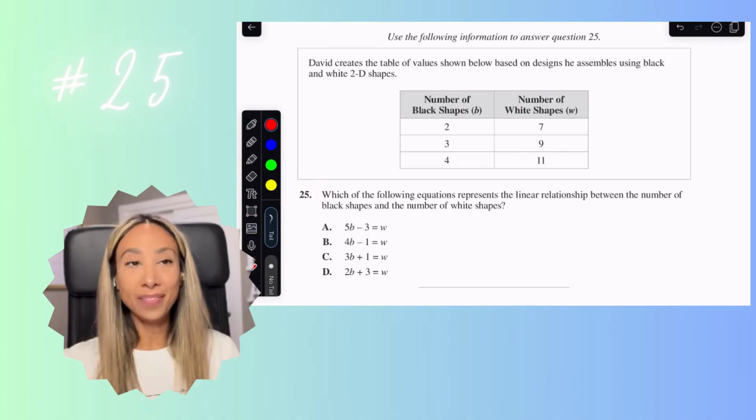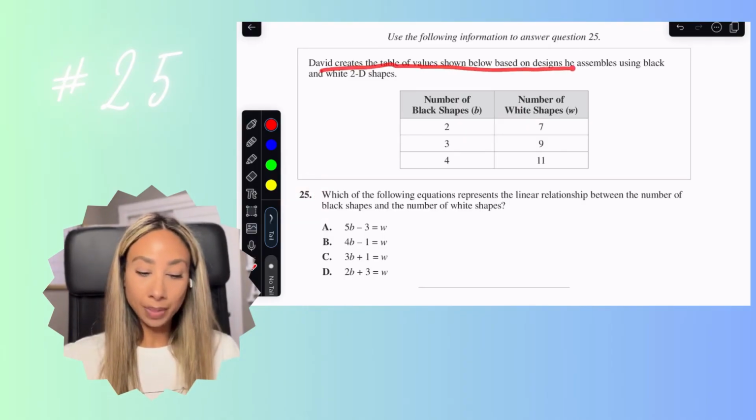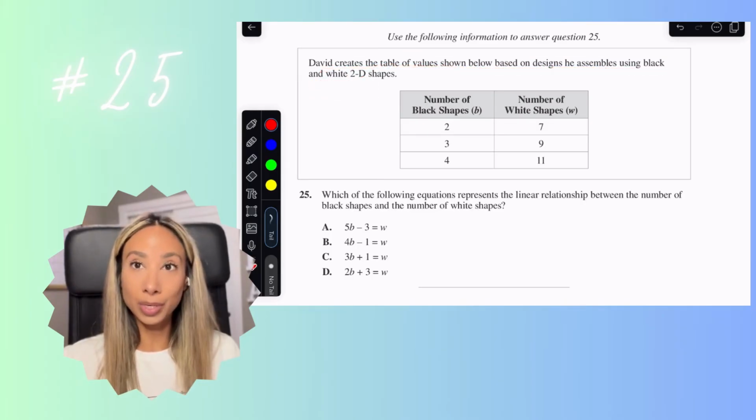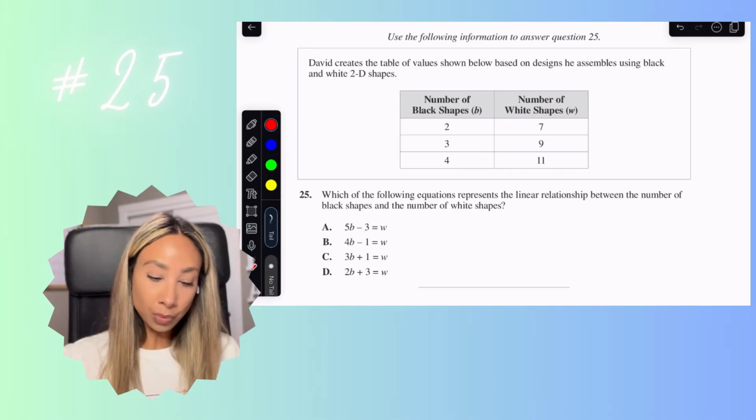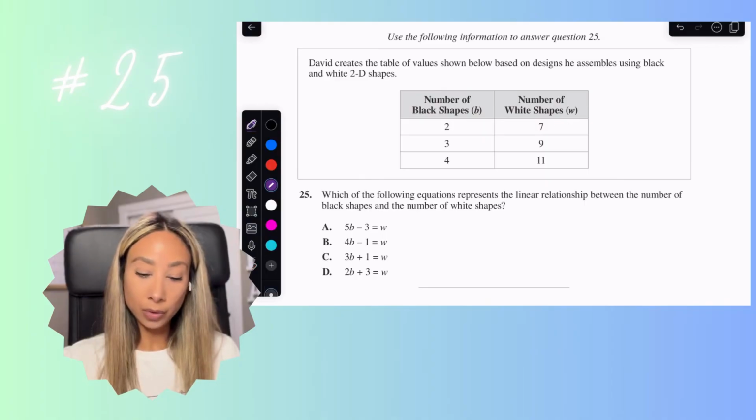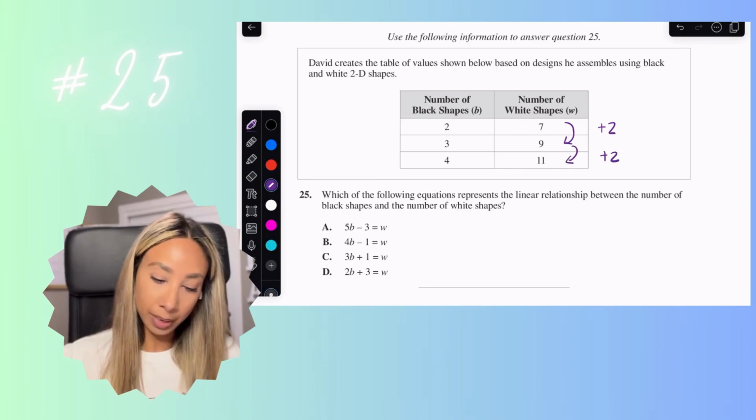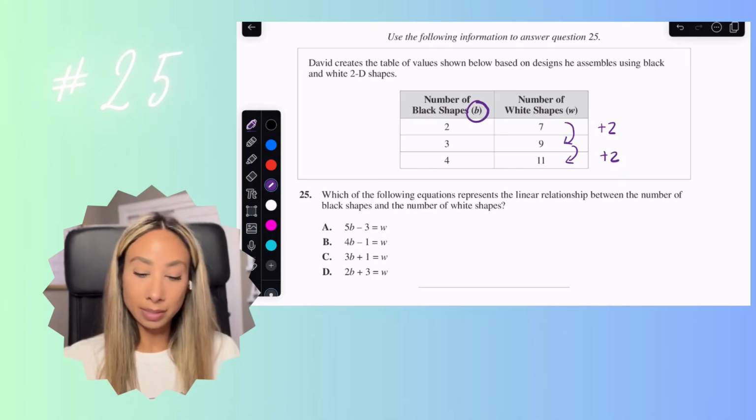Okay, number 25 here. So this one's a little bit of an interesting one. David creates the table of values shown below based on the designs he assembles using black and white 2D shapes. So what we do notice is the number of black shapes are always increasing, but the white ones are always increasing by 2. So I'm just going to add that. So what that means is that these are increasing by 2. It means the white shape is actually dependent on that B.